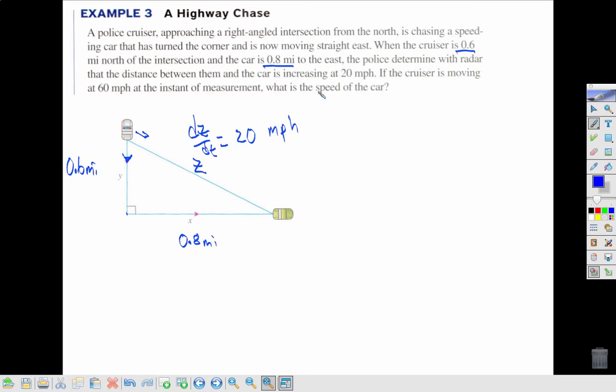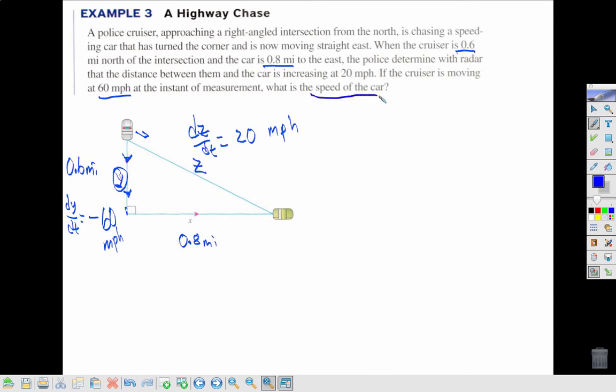The police officer also knows how fast he's going. He's going 60 miles per hour. He's approaching the intersection, so that's going to correspond to y, and so our dy/dt has to be a negative value. Now, they didn't tell us this is negative. We have to interpret that on our own because we know that we're approaching the origin and y right now is decreasing.